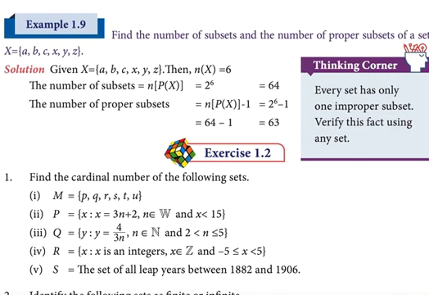Find the number of subsets and number of proper subsets of the set {a, b, c, x, y, z}. Number of subsets equals 2 power 6, which is 64. Number of proper subsets is 64 minus 1, which is 63. Every set has only one improper subset. Verify this fact using any set: the set itself.